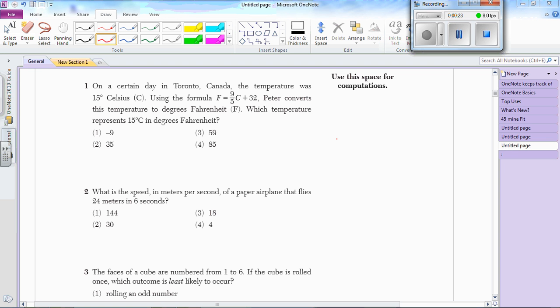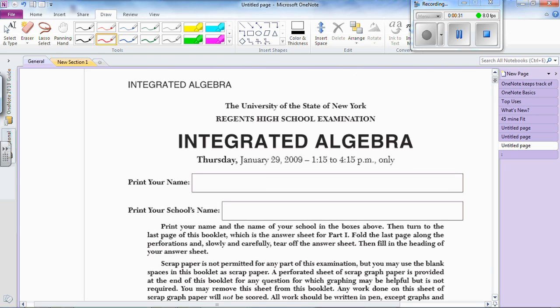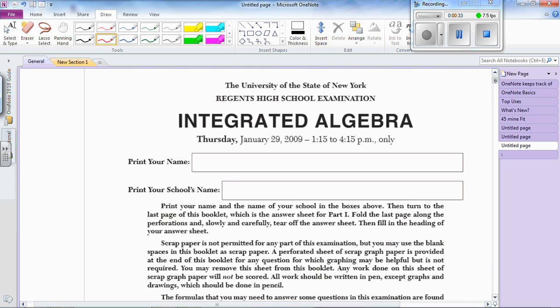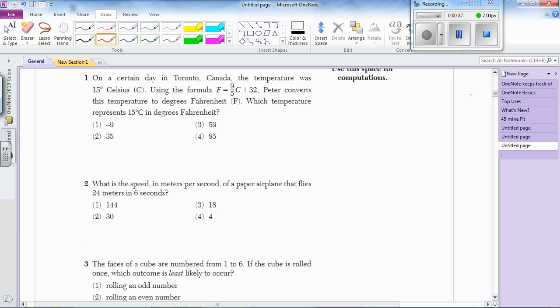All right, at any rate, here we go. This exam is January 2009. In this particular section, it will be the problems 1 through 15.